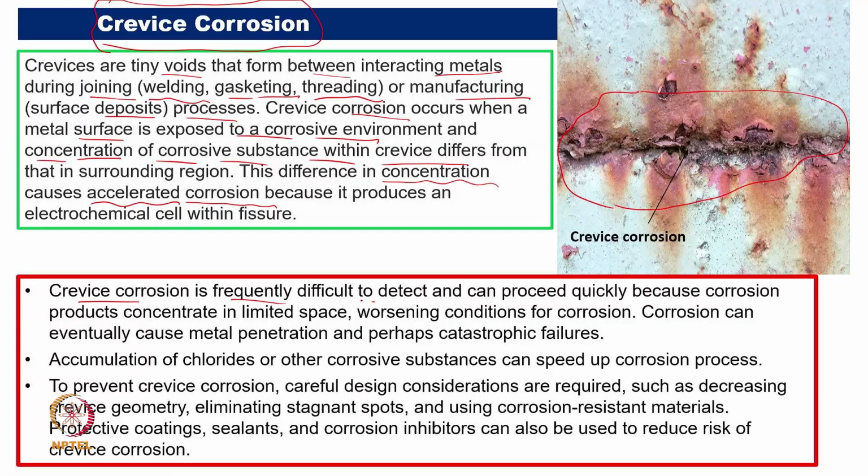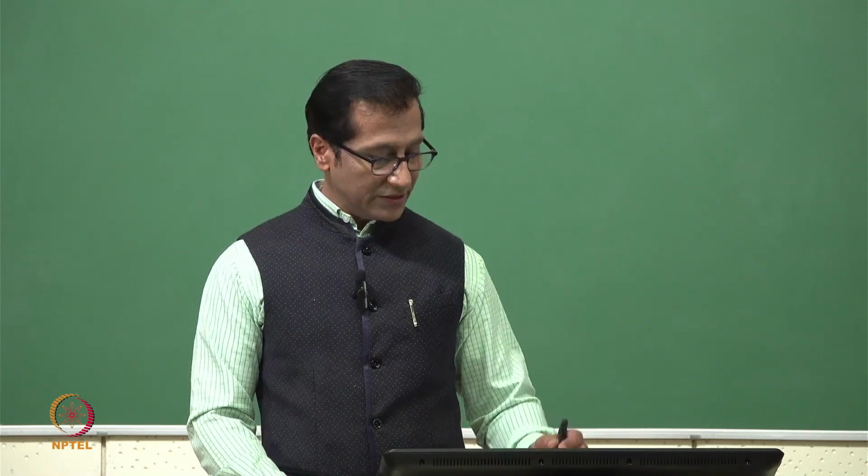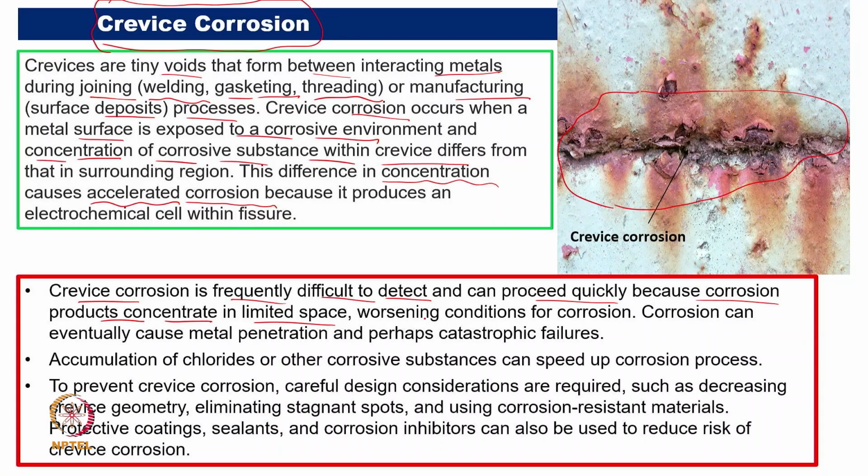So what we can see, the crevice corrosion is frequently difficult to detect, because with naked eyes we will not be able to detect it, or maybe you need to use some sort of non-destructive testing. It can proceed quickly because the corrosion product concentrates in a limited space, because whatever ions are getting formed remain in that space, and that's why we say concentration increases, it worsens the condition for the corrosion. This corrosion can eventually cause a metal penetration and perhaps a catastrophic failure.